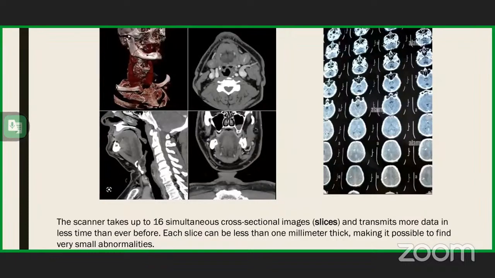the body. The scanner takes up to 16 simultaneous cross-sectional images, I mean slices, and transmits more data in less time than ever before. Each slice can be less than 1 millimeter thick, making it possible to find the very small abnormalities. So, very important to take into account.